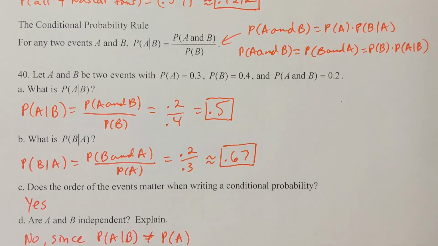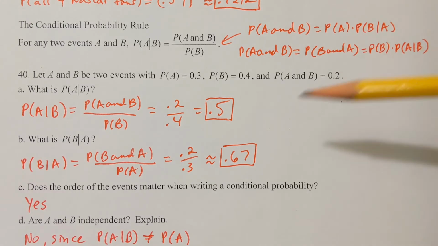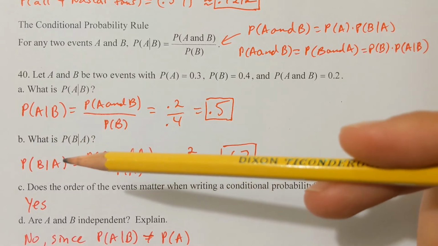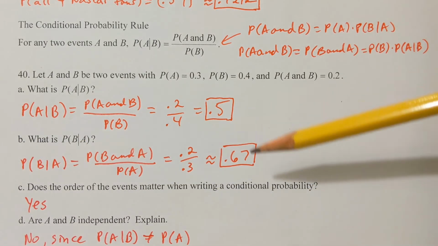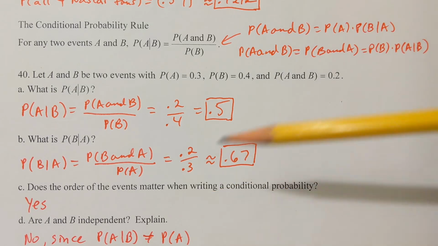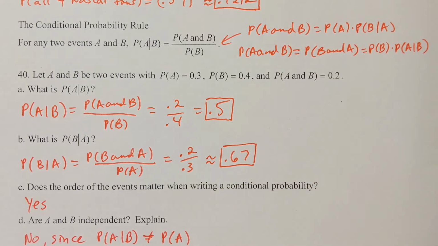Part C, does the order of the events matter when writing a conditional probability? Yes, they absolutely matter. The probability of A given B is not the same as the probability of B given A. We see that, so it's going to matter how you write it.